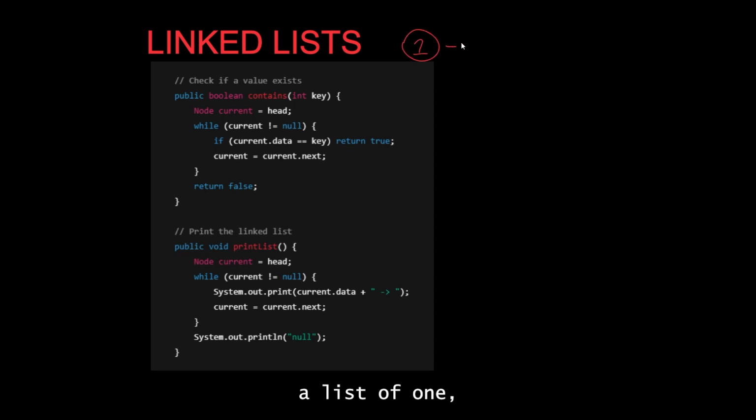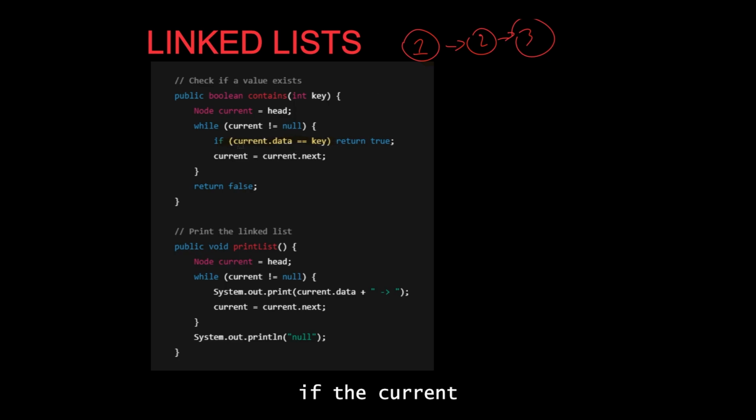So if we have a list of 1, 2, 3, we're going to start at the head, 1, and then we're going to use our loop to see if 2 is null. Well, it's not null, so we're going to go to 2, and we're going to check if that is the key we're looking for. So if we were looking for 3, we'd be like, that's not the key we're looking for, so we're just going to continue to next. So we go from 1, then 2, and then we go to 3.